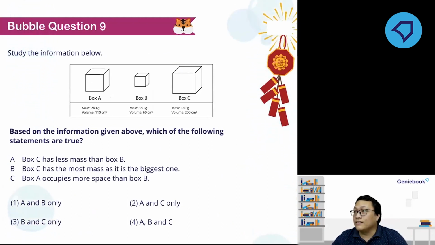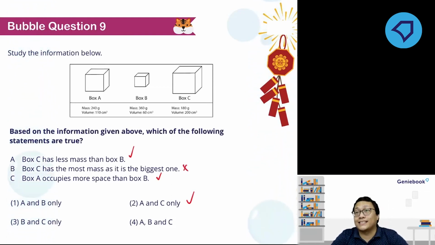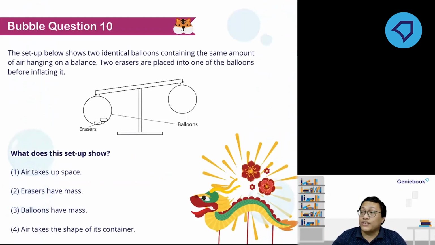Okay, number nine. Okay, so let me just chop this one, because we are ending, it's 7:28. Okay, so about this, you have 1 minute and 30 seconds. Okay, so for this one, the answer is number two. Okay, so A is correct and C is also correct. Okay, so remember that the size does not determine the mass. Okay. So question 10. Are you guys ready for this? Okay, so what is the answer? It's very easy. Eraser has mass.